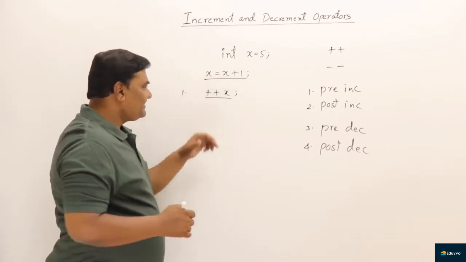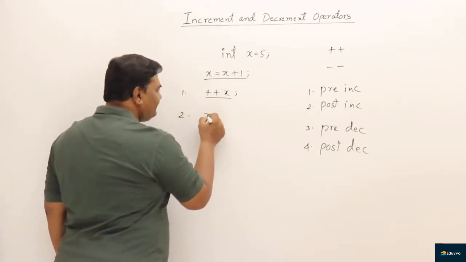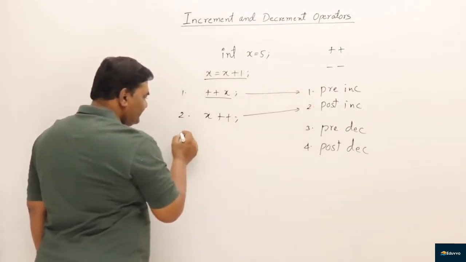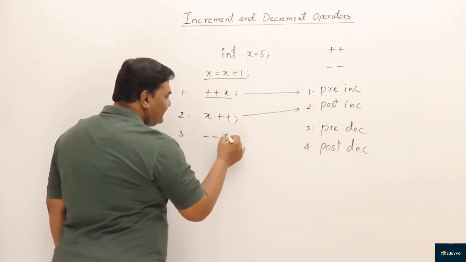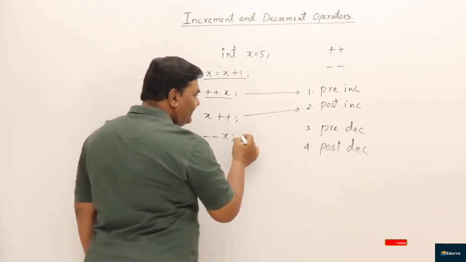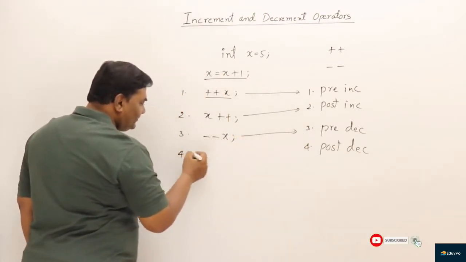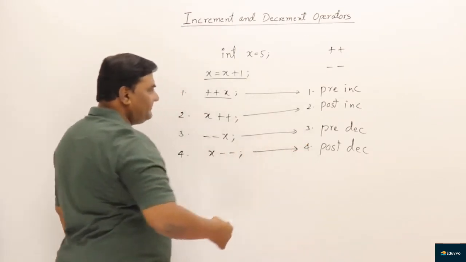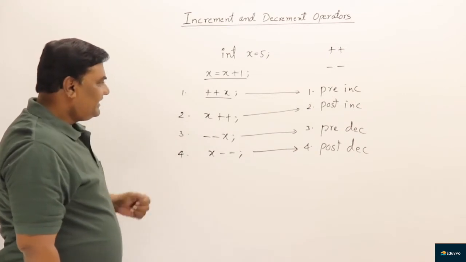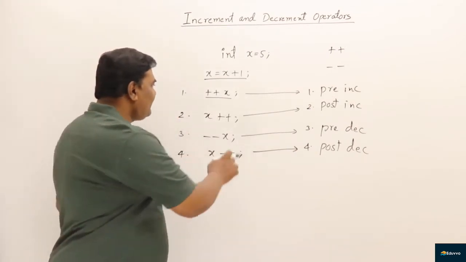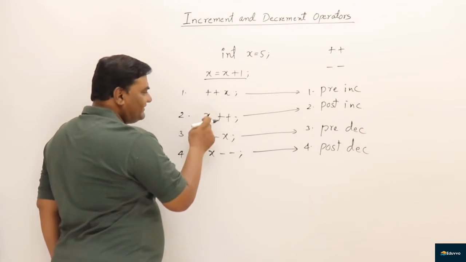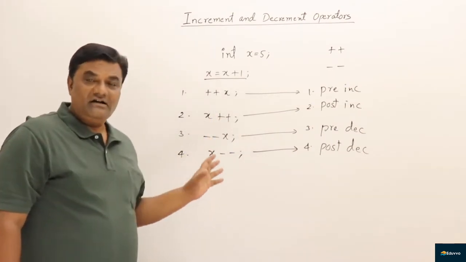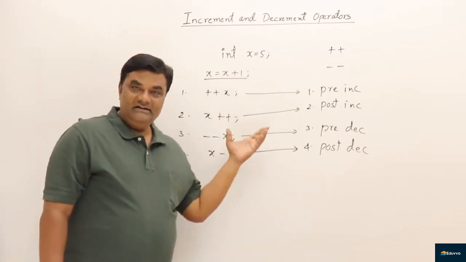Now instead of writing ++x, we can also write x++. This is called post-increment, and this is pre-increment. In the same way we can write --x, so the value of x will be decreased by 1, and this is pre-decrement. And the fourth one is x--, that is post-decrement. So these are the ways we can write. Right now, whether you write it like this or this, it means the same thing. Pre-decrement or post-decrement, both are the same right now. But how they are different, let us see.